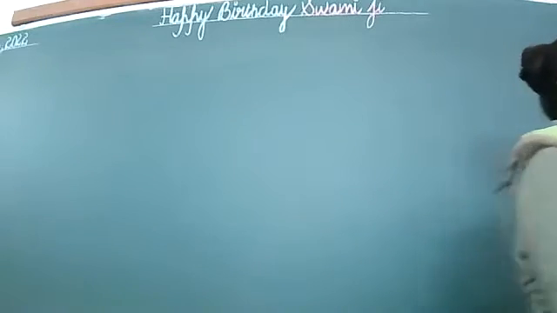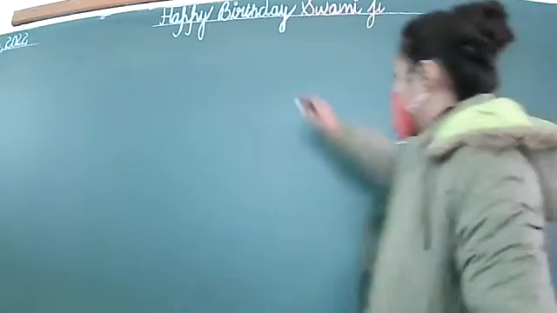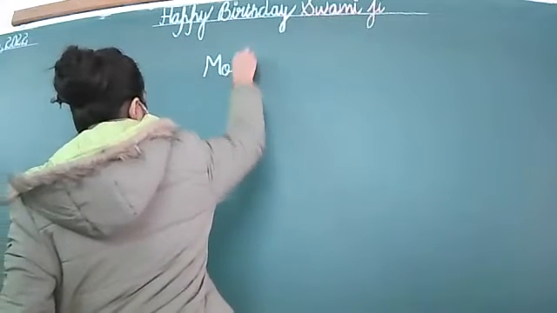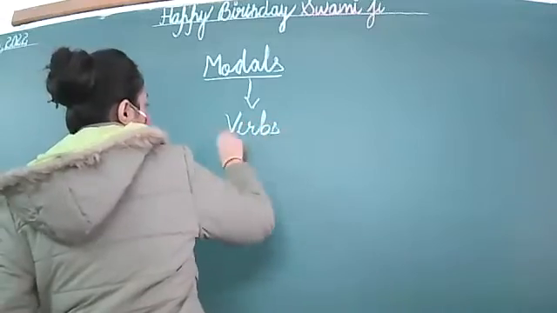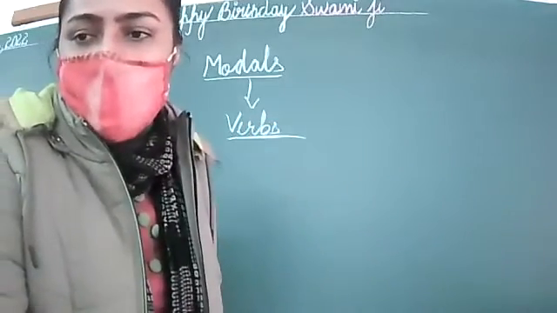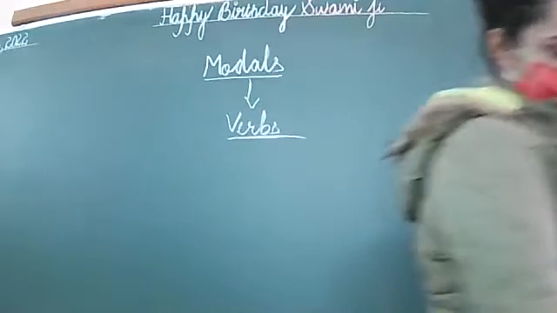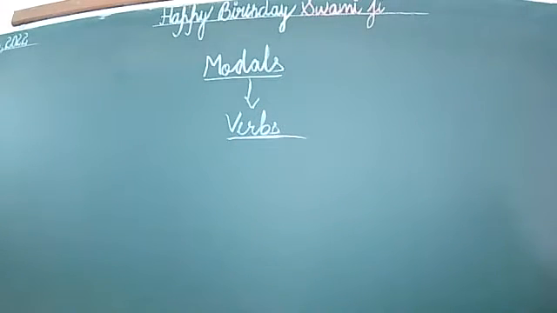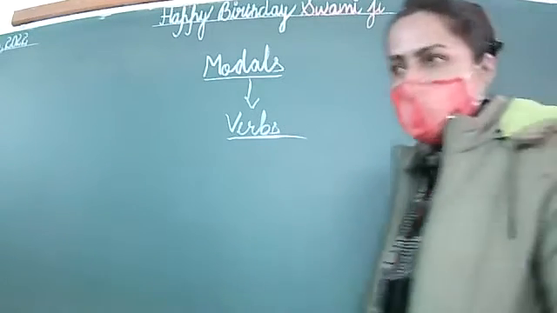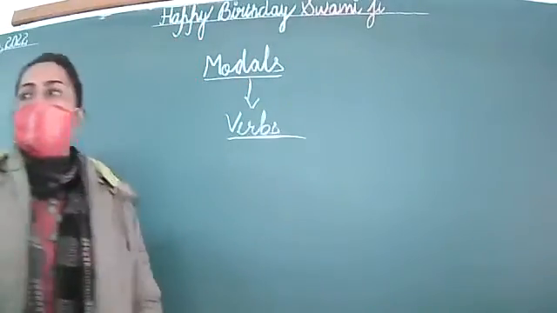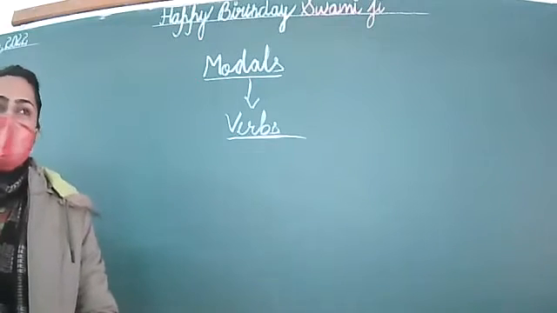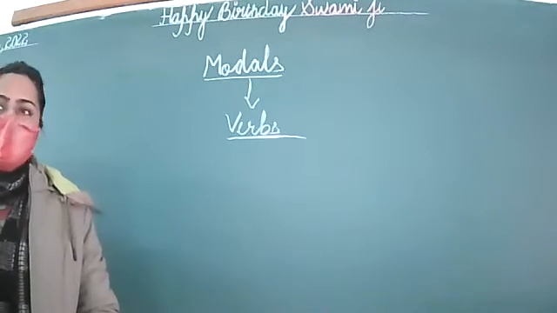Models are verbs. These are verbs, helping verbs. Models are verbs. These are always helping verbs. It means after any model, model auxiliary, these are called model auxiliaries.